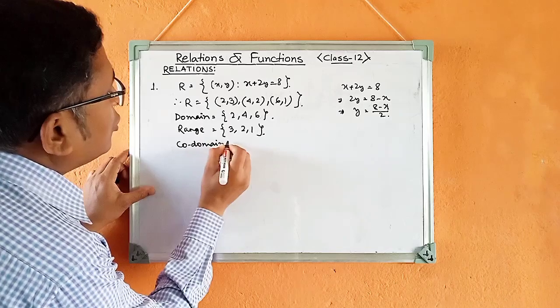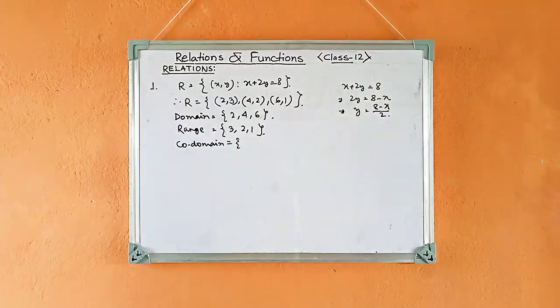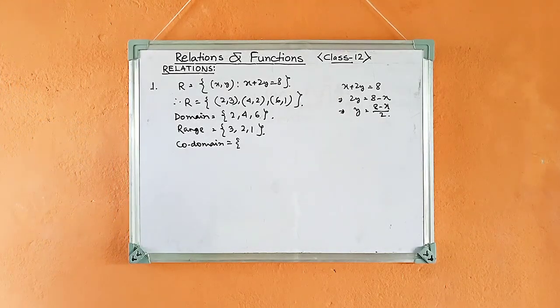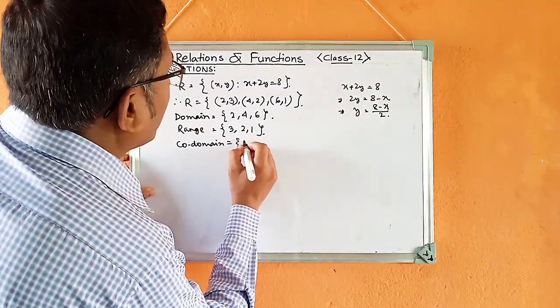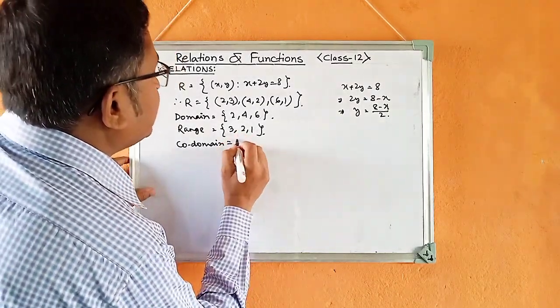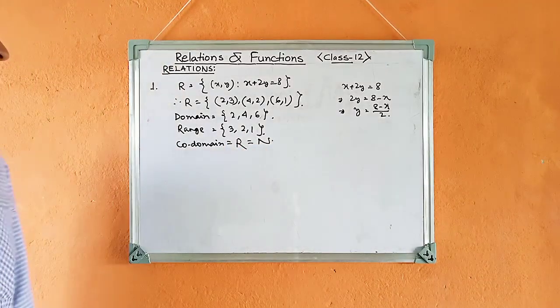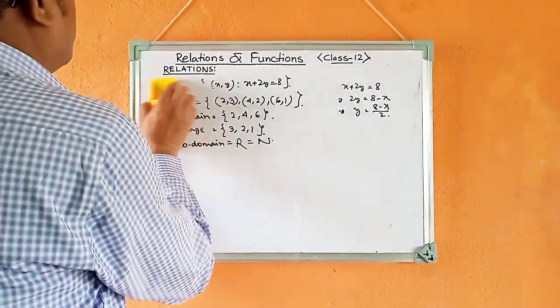Codomain is all the values of y, that is the codomain. So here the codomain of R is all the natural numbers. Okay, clear everyone? So this is example number 1. Now come to example number 2.